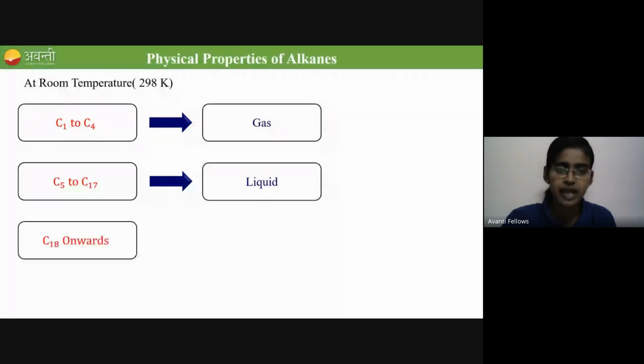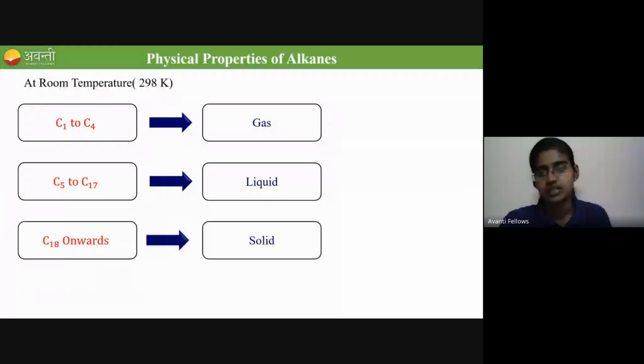And from carbon number 18 onwards they are solids. Got it? So this is the physical nature of the alkanes. Carbon 18 onwards, what example can I give you? I can give carbon 25. A 25 carbon containing hydrocarbon is a wax. So wax is a hydrocarbon, containing 25 or more carbons. That's why wax is a solid. Okay. This is about the physical nature, and all the alkanes are colorless and odorless. So no smell, no color.